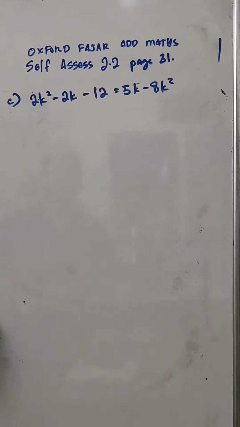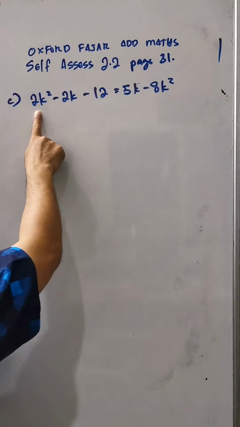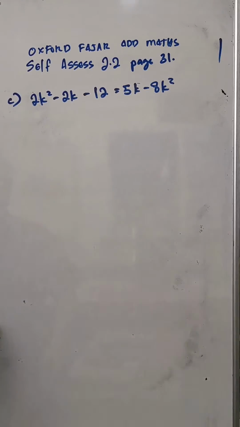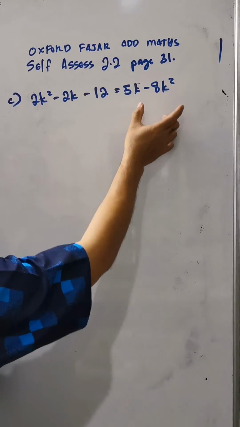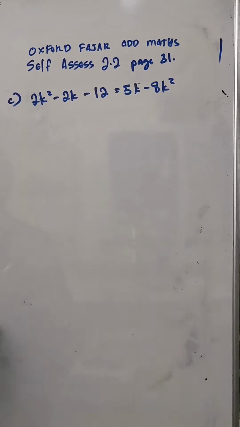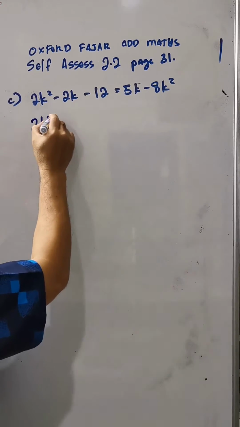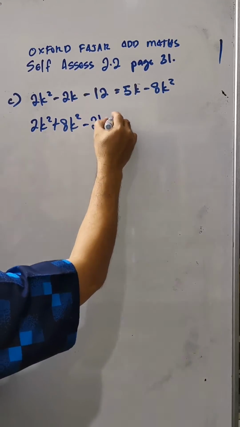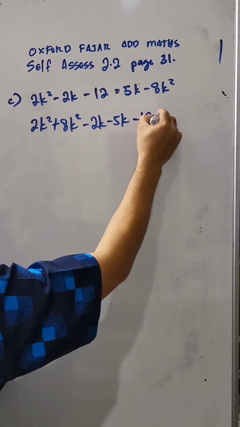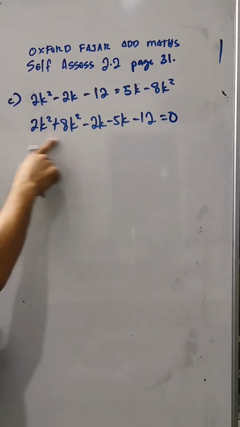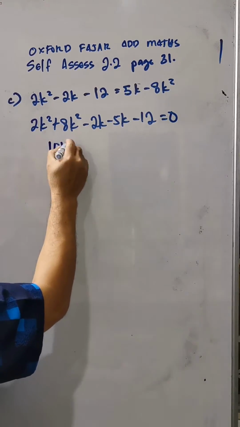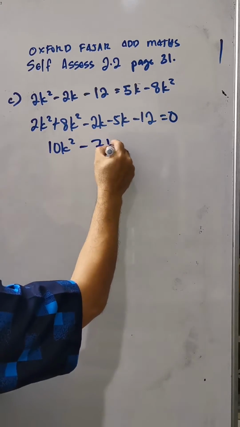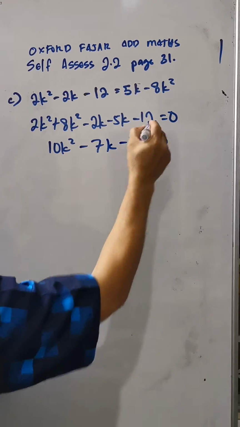So number 1C, we have 2k squared minus 2k minus 12 equals 5k minus 8k squared. Now I will choose to bring all the terms to the left side. So 2k squared plus 8k squared minus 2k minus 5k minus 12 equals 0. So 2k squared plus 8k squared will be 10k squared. Negative 2k, negative 5k will be negative 7k. And negative 12 equals 0.